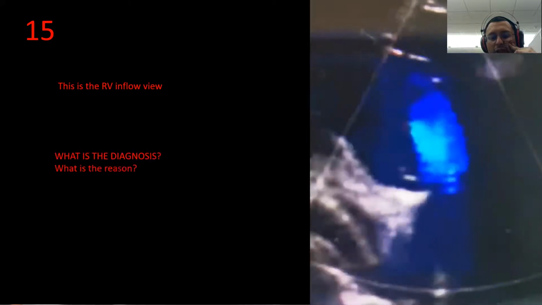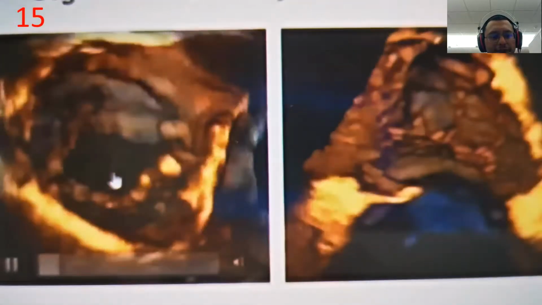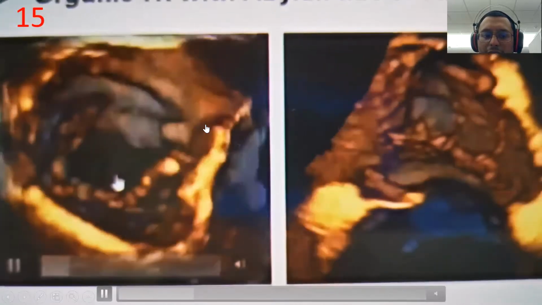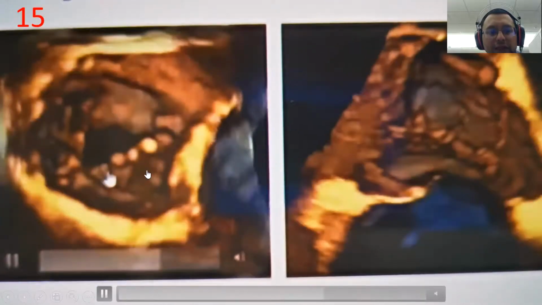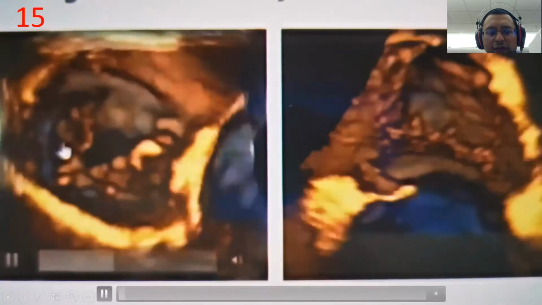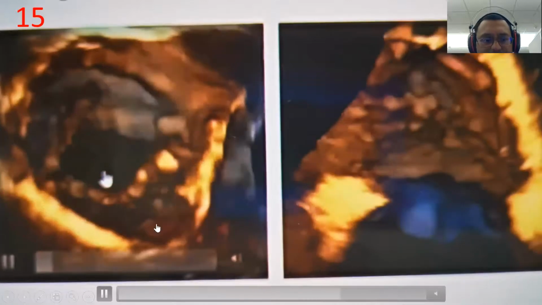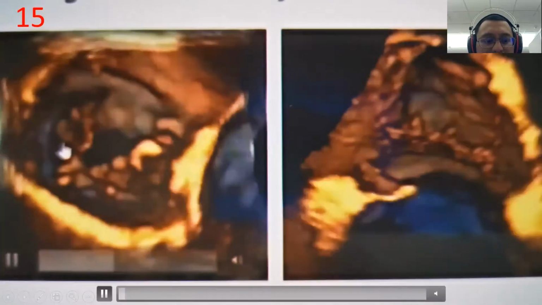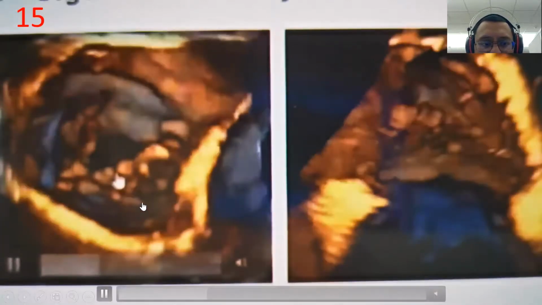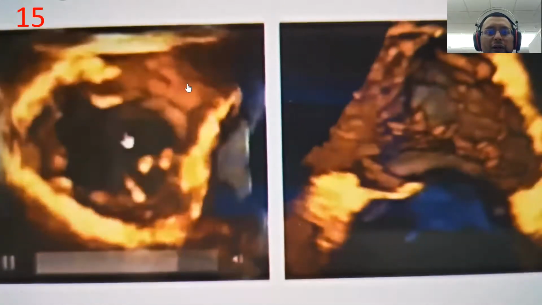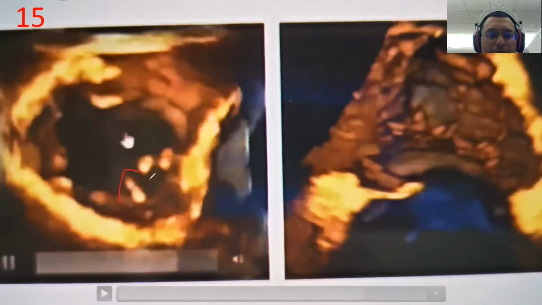So when they did a TEE 3D, this is the utility of 3D. I think this is the posterior leaflet of the tricuspid valve. That is the anterior and that is the septal leaflet. So if you can see there, this one. So apparently, this is a flail posterior leaflet of the tricuspid valve.